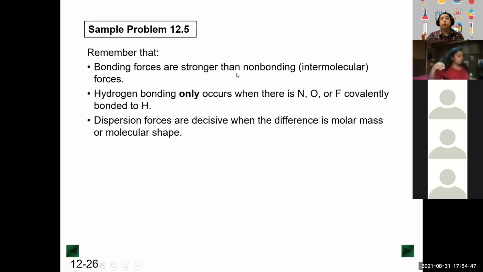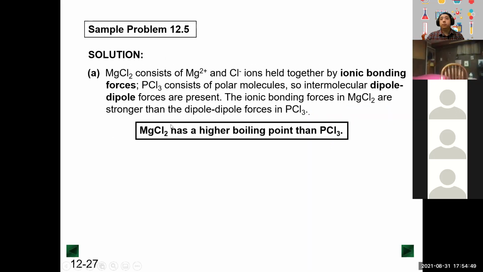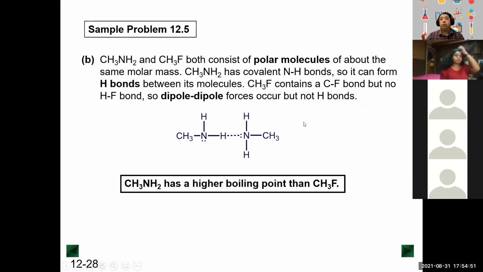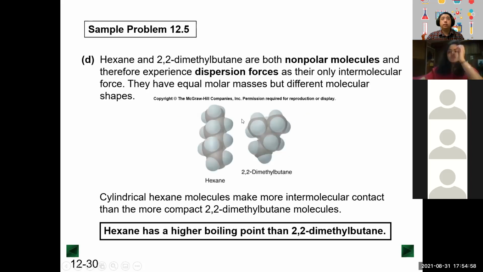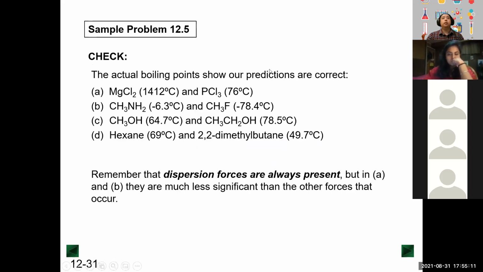Okay, so we're just gonna go through these really quickly. Same stuff we just spoke about, higher boiling point. Okay. Any questions before we continue? All right. And these are the actual boiling points. Again, you're not expected to memorize the actual boiling point.